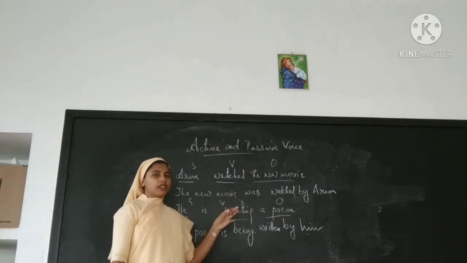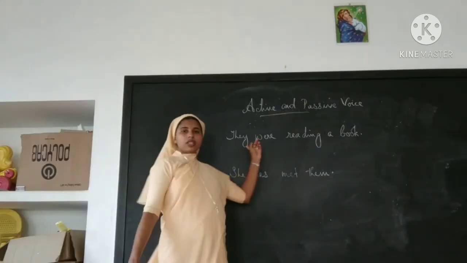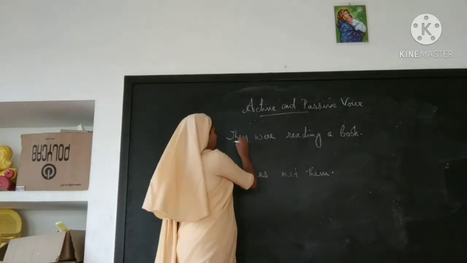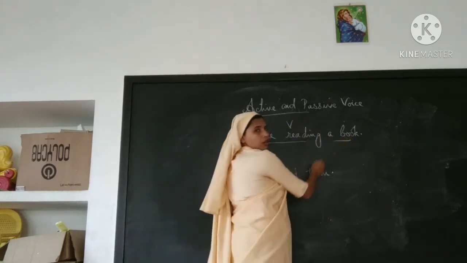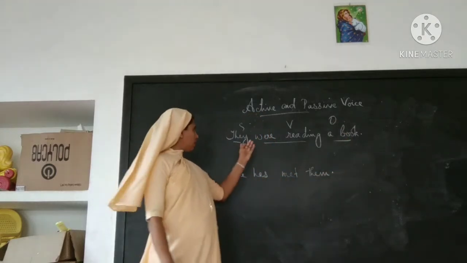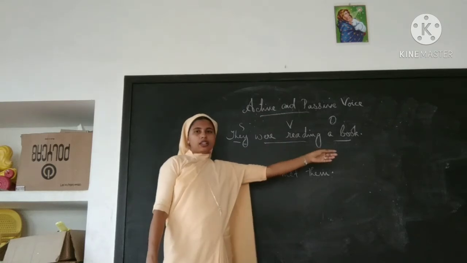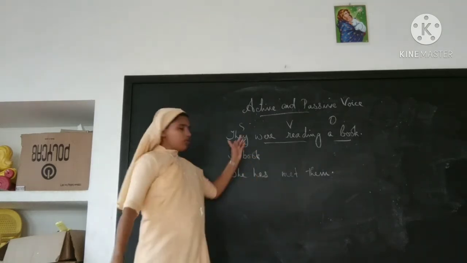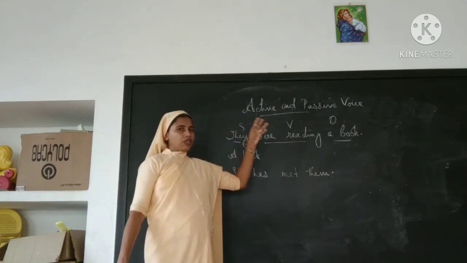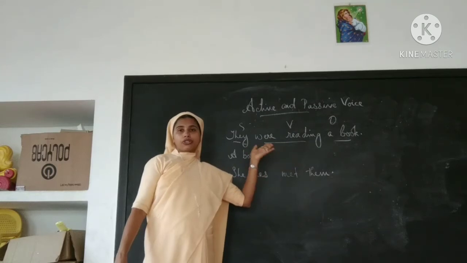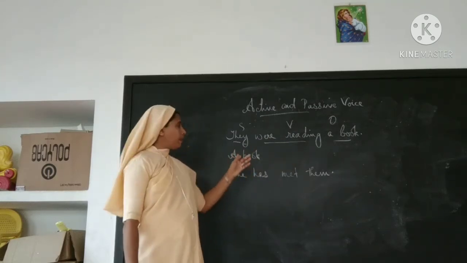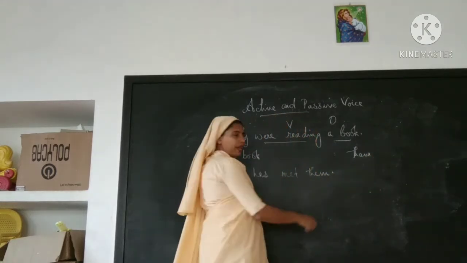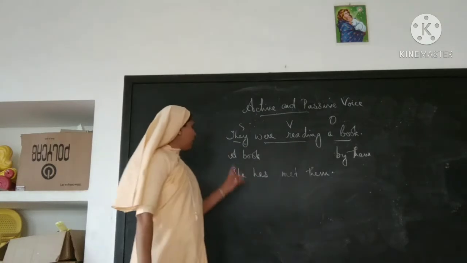Now we have analyzed simple present, simple past and present continuous. See this sentence. They were reading a book. Subject is they. Were reading, verb. A book, object. Subject, verb and object. So we'll take object in the position of subject. That is a book. And subject in the place of object. So I told you that the subject, if it is a pronoun, if we place it in the place of object, that will be taking the position of objective case. What is the objective case of they? Them. And by will be added along with it. By them. A book by them.